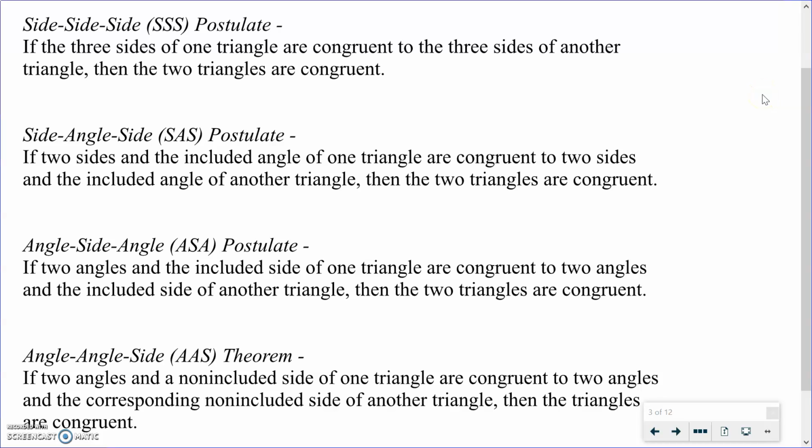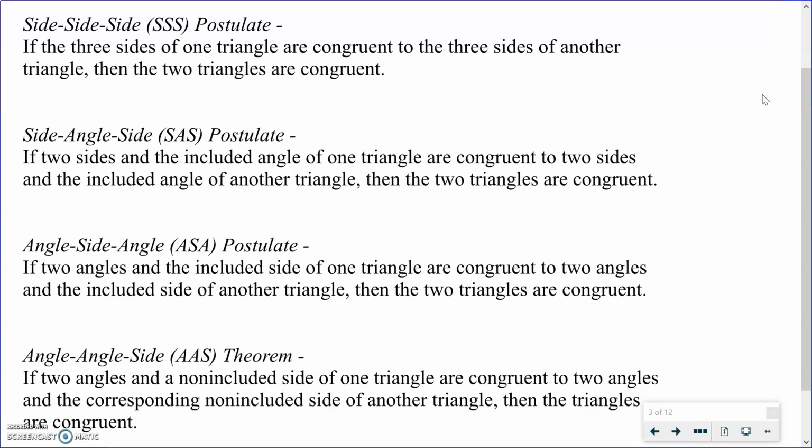Okay, so today we're going to talk about 4 different postulates and theorems that we can use to prove that triangles are congruent without having to say that all 3 angles and all 3 sides are congruent. So if these are true, then the 2 triangles are congruent. So if 3 sides of one triangle are congruent to the 3 sides of the other, so they're all the same lengths, those 2 triangles are congruent.